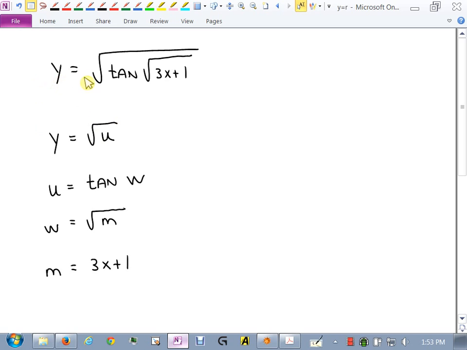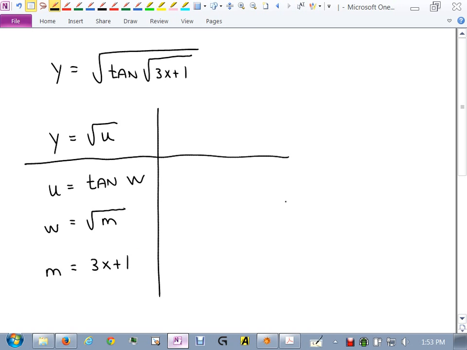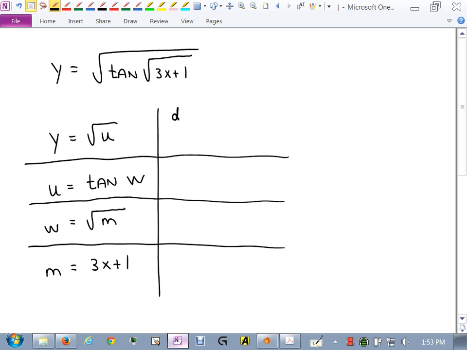You're saying, y is the square root of something. Okay, here's the something. We're calling this U. U then is tangent of something, so I'm calling it tangent of W. But W is the square root of something that I'm calling M, and M is 3x plus 1. And now you can create a table, and you will have how many derivatives here? 4 of them, right? What's that first one going to be? D, this is important, dy du.